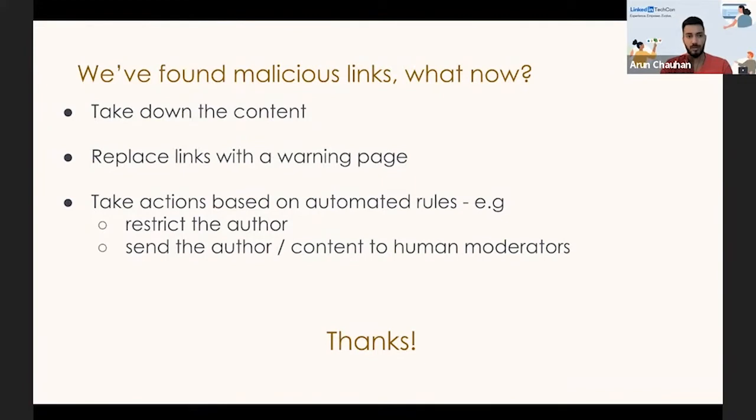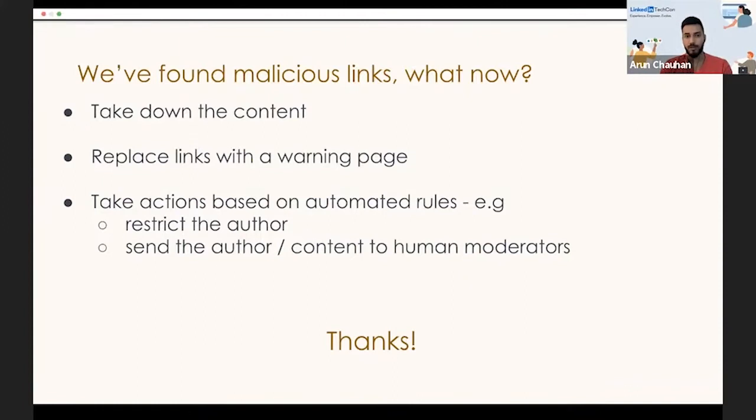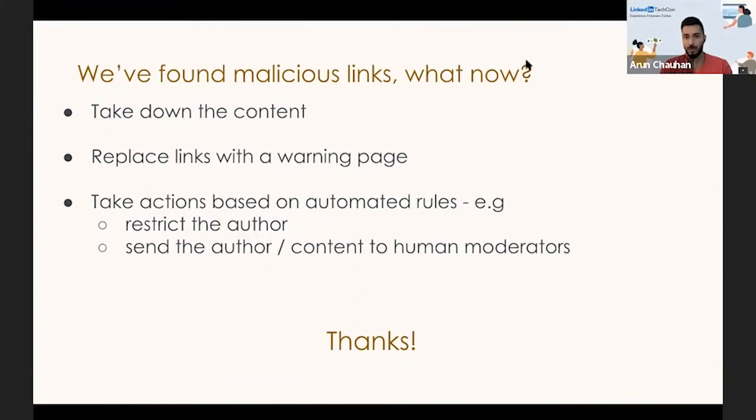The other option is we can replace the links with a warning page. This is usually done during viewing time or render time. So if somebody has already created content with a malicious link, but we didn't know at the time of creation that it was malicious, we will just replace it with a warning page. So if somebody clicks on it, they will be taken to a warning page saying, hey, this is a malicious site. Do you want to go ahead or go back?